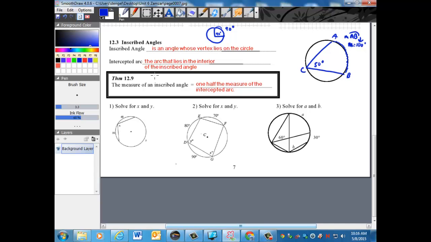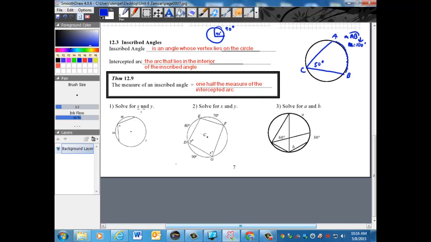The other term we have, it's not really new, is the intercepted arc. It would be from A to B, the arc that lies in the interior of the inscribed angle. So this arc lies in the interior of this inscribed angle. And here's our theorem: the measure of an inscribed angle is one half the measure of the intercepted arc.